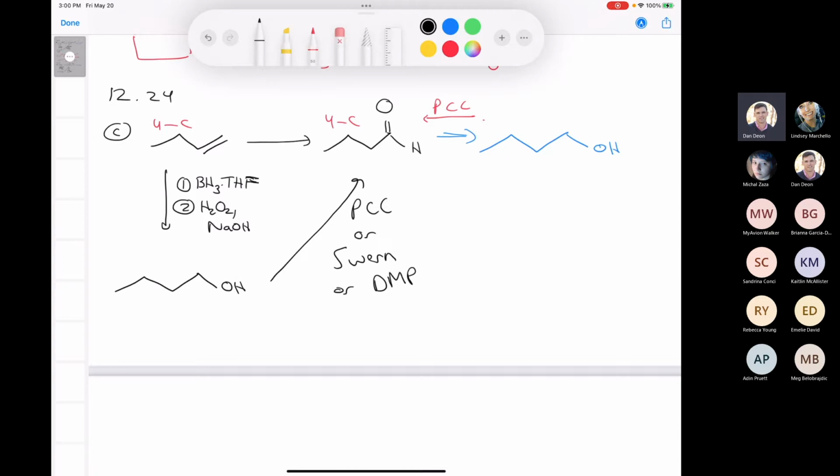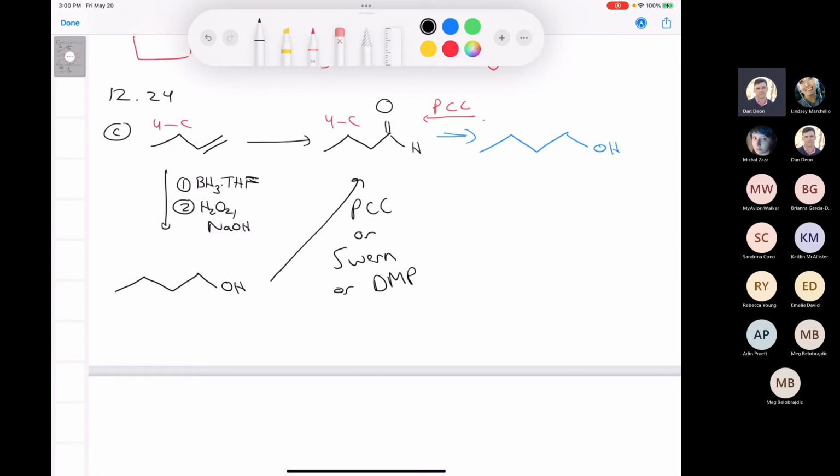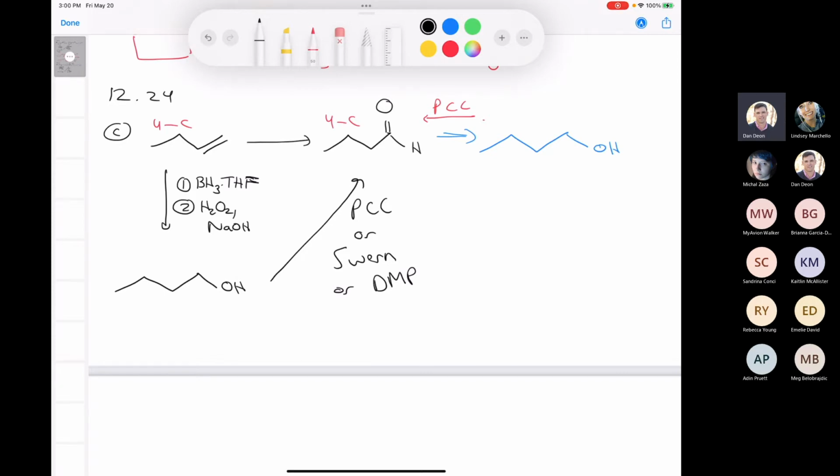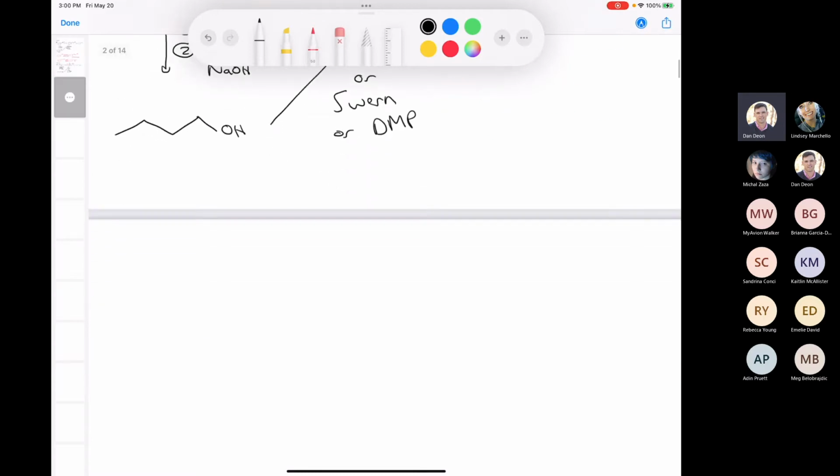They will all oxidize that primary alcohol to a ketone. There you go. So that's kind of a fun one. And then, yeah, why don't we move on to another question? Let's try something that involves some Grignard chemistry.